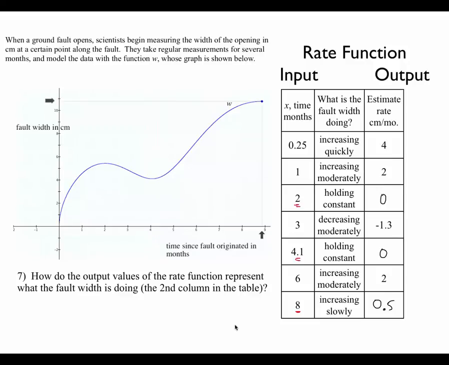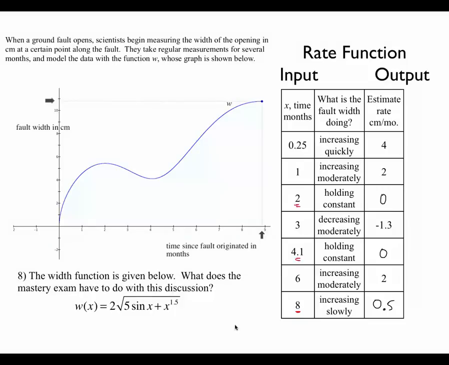Okay, so here is the width function, the accumulation function. 2 times, I think I didn't have the 2 there last time. There should have been a 2 there last time. This is the right width function. What does the mastery exam have to do with this whole discussion? What does the mastery exam and that W function have to do with this whole discussion? Go.